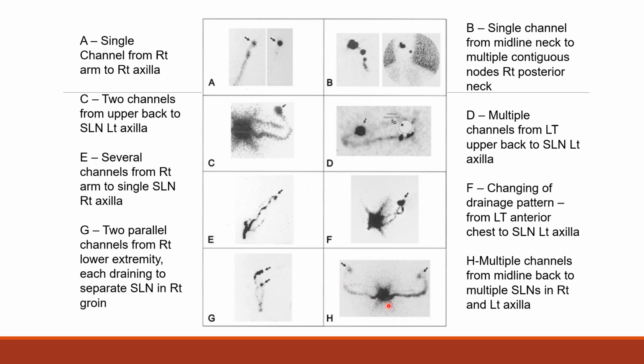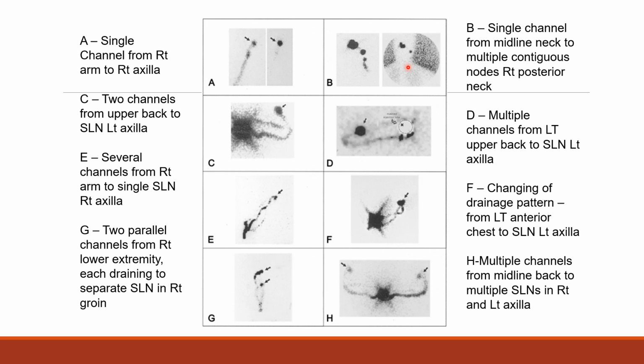So this one is in the back. It went both sides, boom, boom. I've even seen the back where it goes boom, boom, both sides, and then also goes to the groin. With F, this is a changing drainage pattern from the left anterior chest to the sentinel node in the left axilla. And then I saved these two for last, B and D. D is multi-channels. That's not that exciting. We already talked about that. I mean, it is, but B is the one where I want to point out.